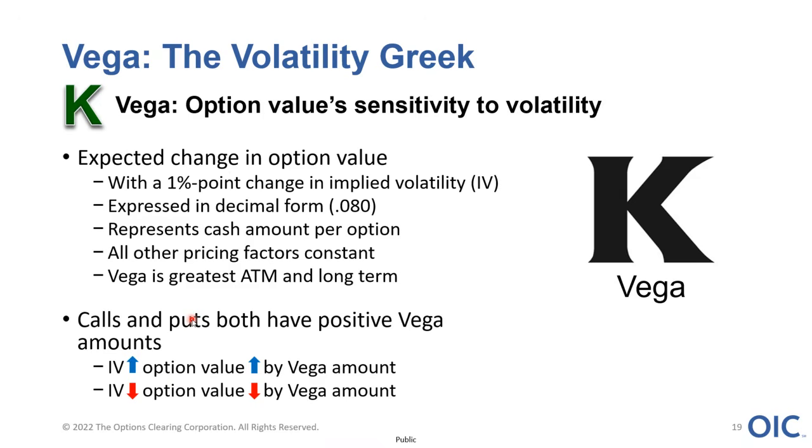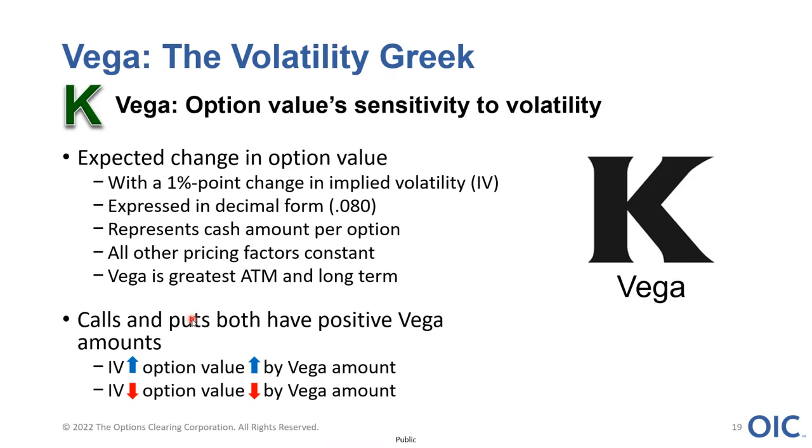Now, it's not long Vega just because the options themselves have positive Vega. It's long Vega because you bought them. And thus your exposure is that you are long Vega. If, on the other hand, you sell options constantly and all you do is sell options, you are going to have a short Vega position. You are going to be exposed on the short side of Vega.